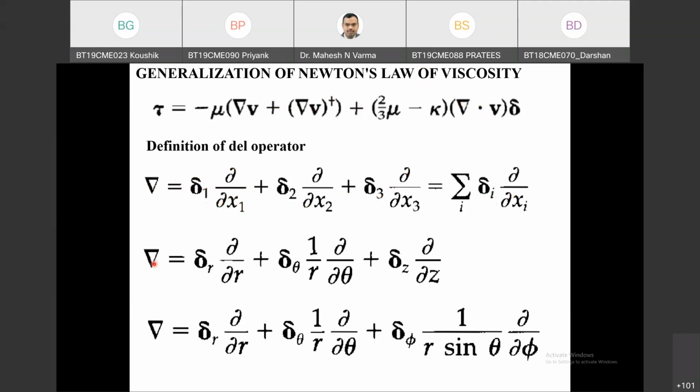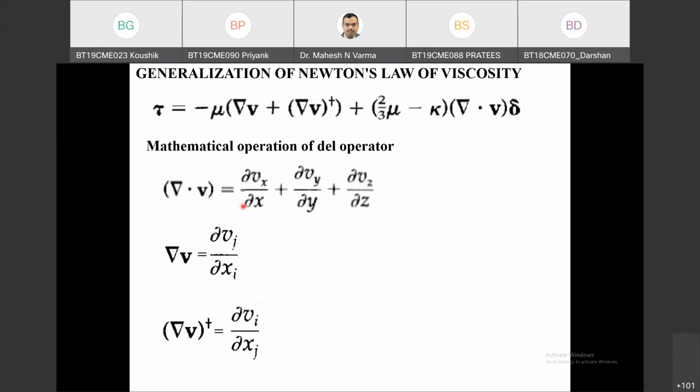And this will be the del operator for the cylindrical coordinate system r, theta, and z. And this will be the definition of the del operator for the spherical coordinate system r, theta, and phi. So this is the definition of the del operator, and this is how del dot is defined. Del dot a vector equals the variation of the x vector with respect to x plus the variation of the y vector with respect to y plus the variation of the z vector with respect to z.